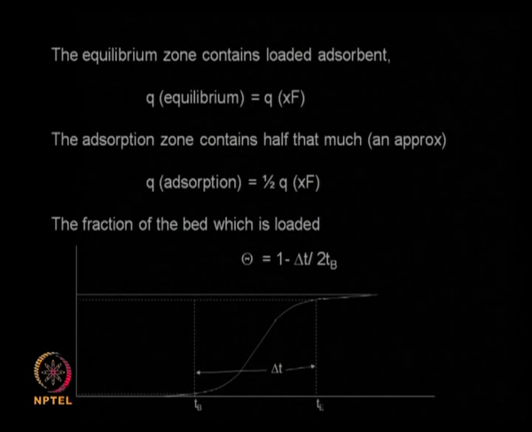So instead of using a very complicated partial differential equation, which we showed a couple of slides back, which contains the diffusion coefficient, d square x by dz square and dx by dt and so on, the whole process can be simplified based on the breakthrough. By just looking at the breakthrough time and the exhaustion time, we can calculate the fraction of the bed which is loaded when the breakthrough happens, given by theta equal to 1 minus delta t by 2 tb, where delta t is t minus tb. We can tell how efficient your adsorbent is in a tubular design, and if it is not very efficient, we may plan to replace it with some other adsorbent. We will again look at some problems during the course of this downstream process.